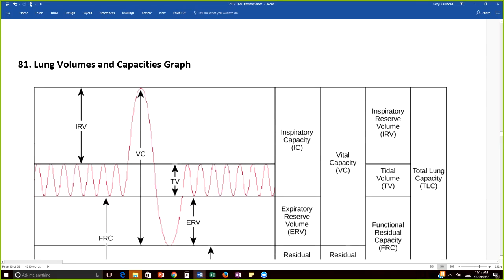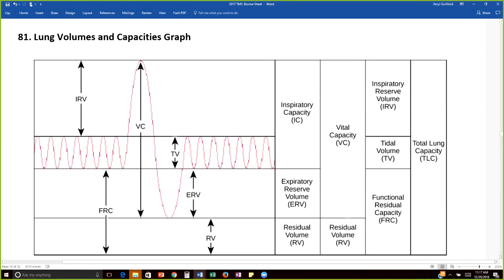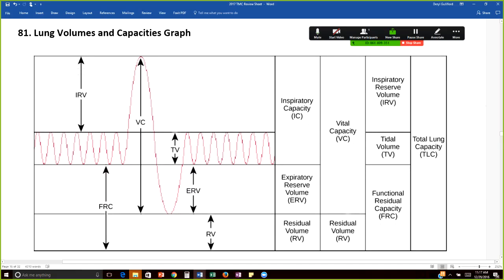Here's something that you really need to review. Lung volumes and capacities. Wow. You're going to have some of this on your test. We've got the tidal volume, which is normal breathing. Above that, the inspiratory reserve volume. Those two together make up inspiratory capacity. Then we've got expiratory reserve volume and residual volume. The two of those together make functional residual capacity. And everything from the top down to the residual volume is vital capacity. The whole thing, total lung capacity.